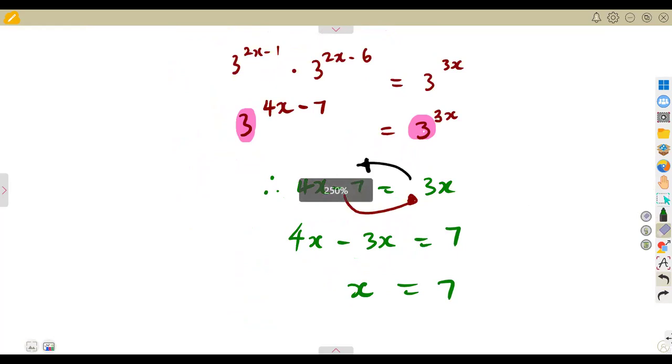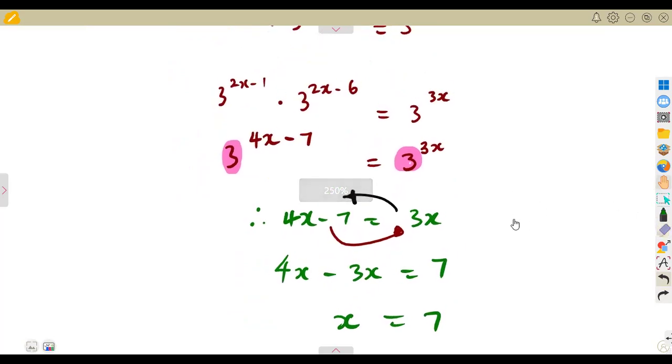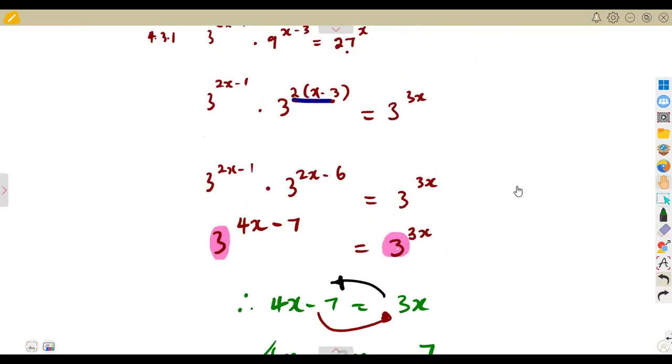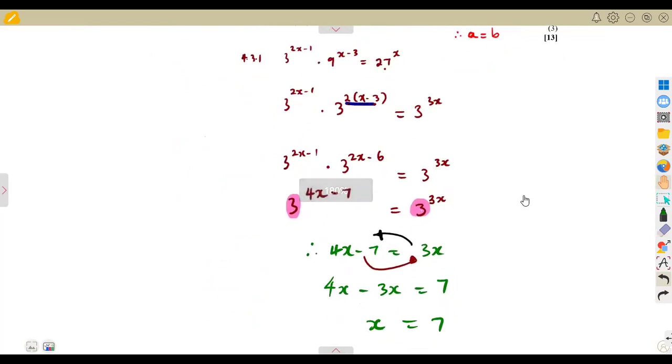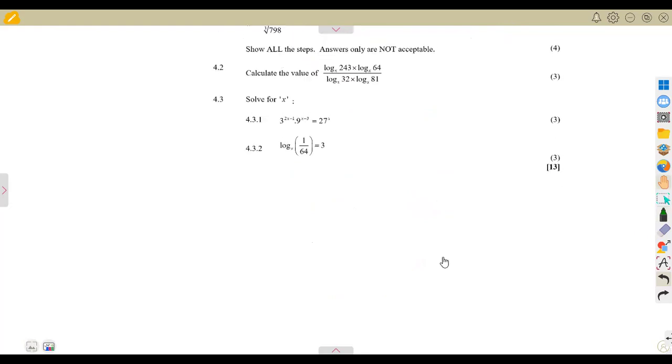That's the idea. So you are supposed to be very, very careful in solving these typical equations as long as you are working with the exponents, as long as you are working with bases which are the same. If the bases are the same, what are you going to do? That is the question. The bases are the same, so you're going to equate the exponents. All right.